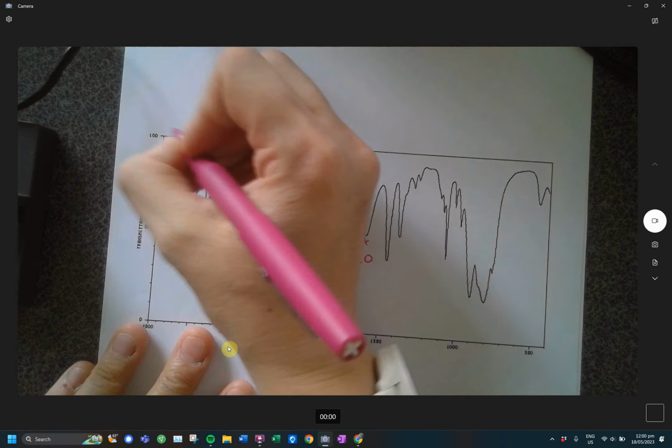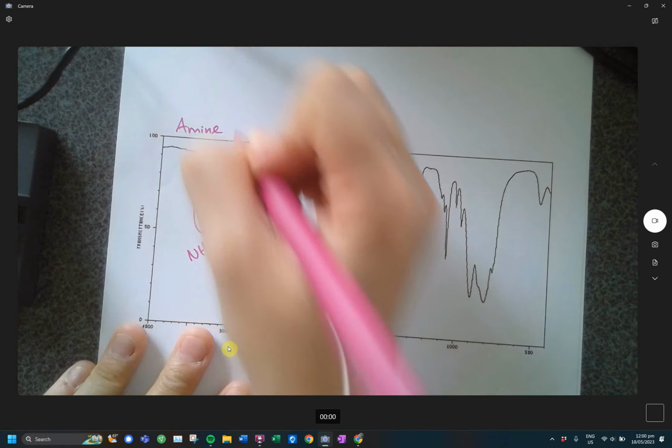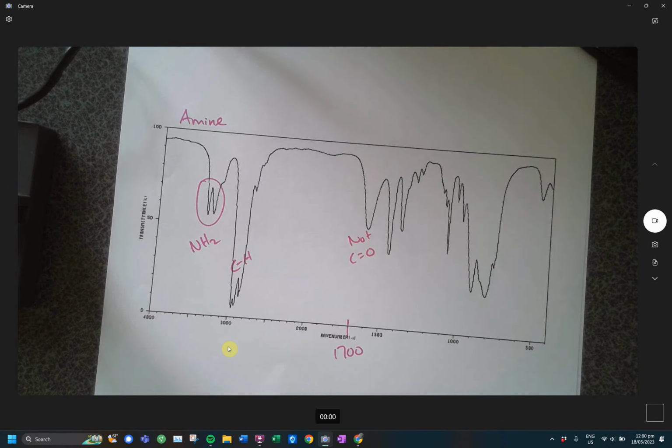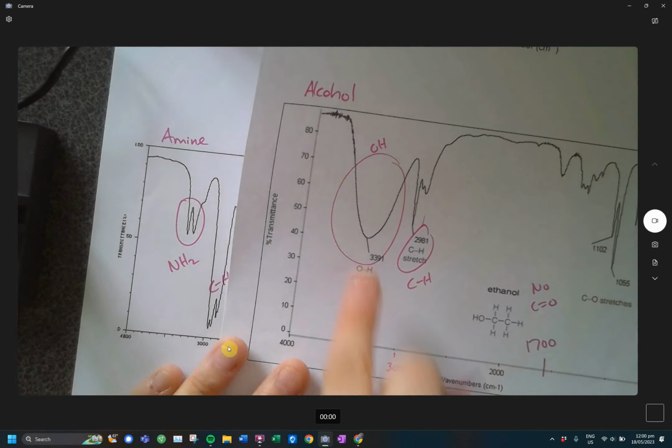Amines. So you see how this one is an amine, and let me just get the alcohol so you guys can see it in comparison. This is what an alcohol looks like.